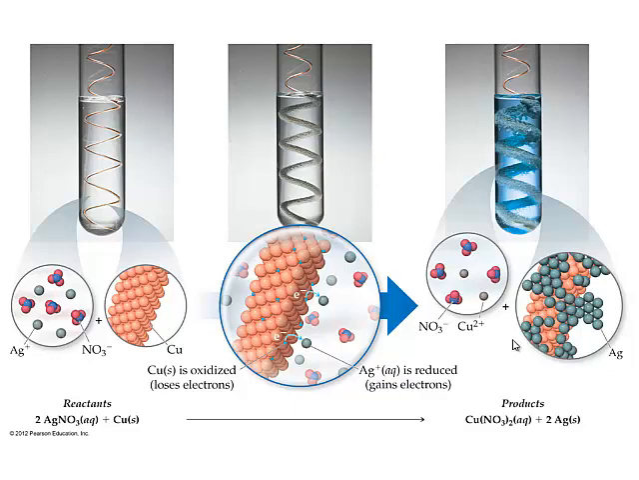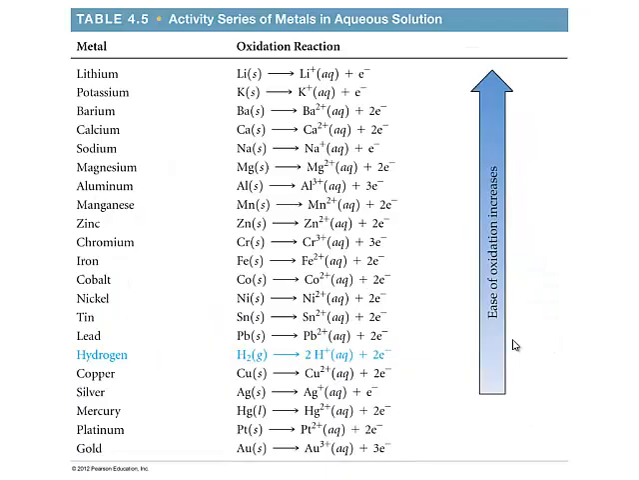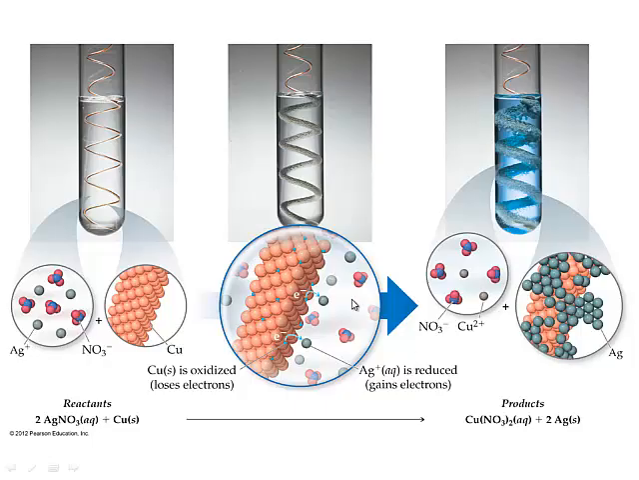And this happens because copper is more reactive than silver on the activity series. You can see that silver is down towards the bottom here and copper is not much higher but higher nonetheless. So copper will replace silver. Copper is more likely to become ions than silver is. So the copper gives up its electrons to the silver.